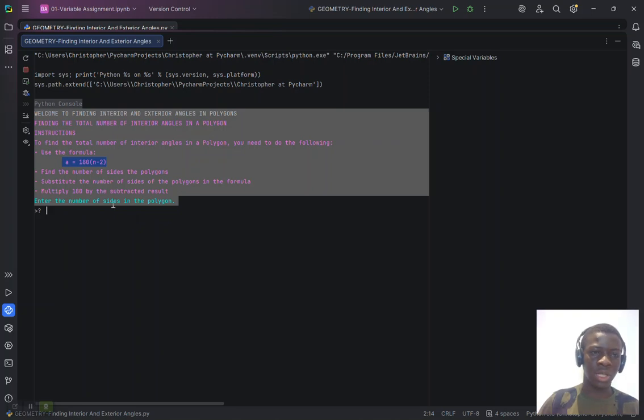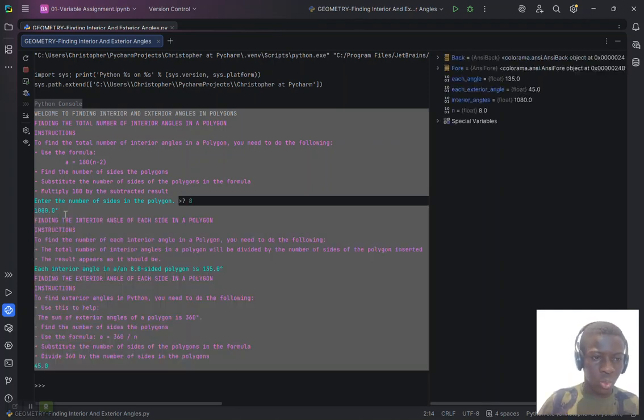So let's say my guess should be 8. That's 1080 divided by 8, which is 135. But anyways, that's finding the interior. And it's basically just that. 360 divided by 8 is 45. So here's the instruction, finding the exterior angle of each side of the polygon. Then finding the interior angle of each side of the polygon. So here's how it is. Here's how the story goes.